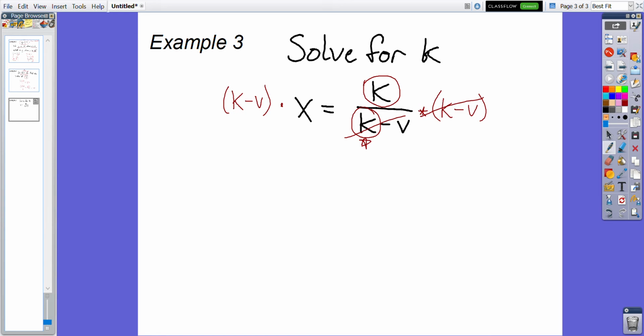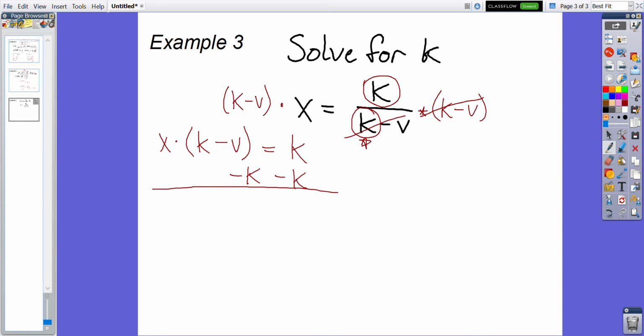So I'm left with, after I apply the commutative property of multiplication, x times k minus v, and that's equal to the only k that I have left on the right side. Okay? So keep in mind, we want to get k by itself, and we want to get all of our k's over to one side. What I'm going to do is move the k on the right side of the equation over by subtraction. So minus k, minus k.